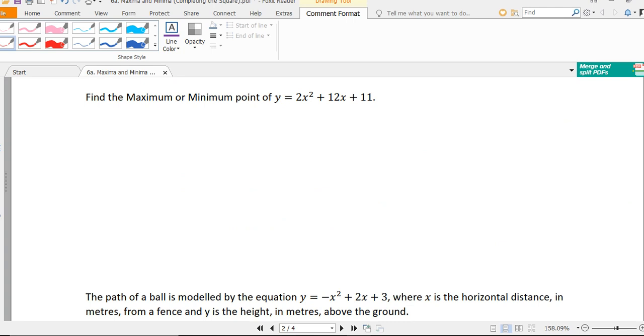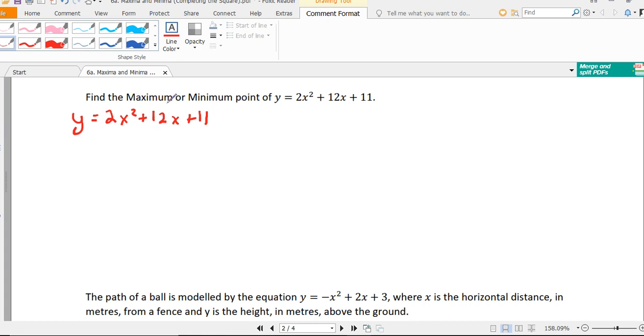Find the maximum or minimum point of this equation. So, again, let's just go with red. Okay, so this equation is in standard form. So it's asking us to find the maximum or minimum point.